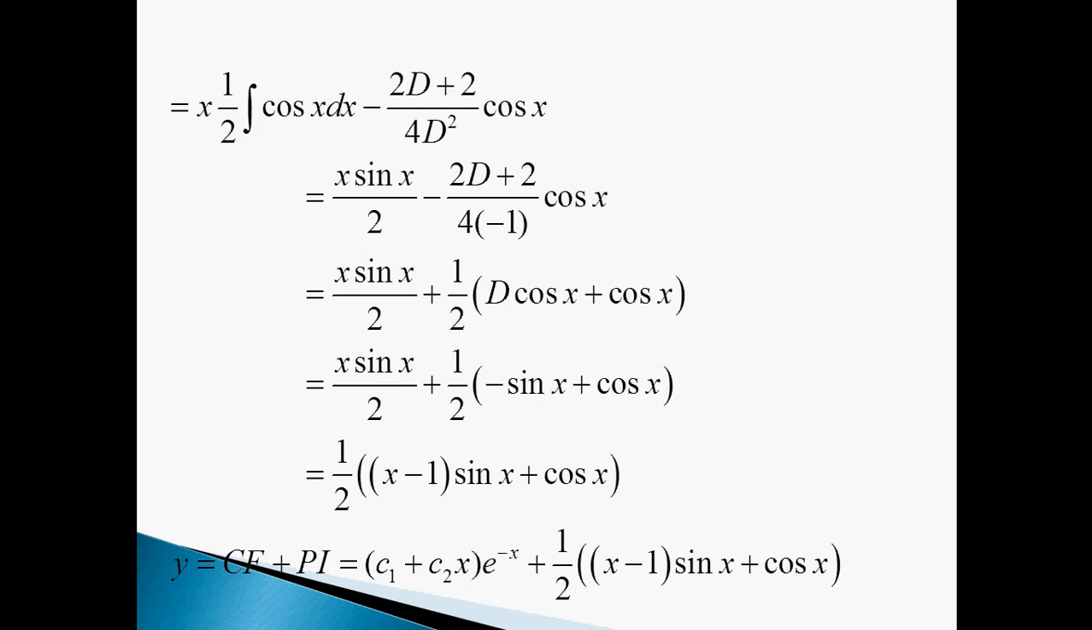On calculation, we get x sin x upon 2 plus 1 upon 2 d cos x plus cos x, and the differentiation of cos x is minus sin x. We put here x sin x upon 2 plus 1 upon 2 (minus sin x plus cos x), and after calculation we get the particular integral equal to 1 upon 2 (x minus 1) sin x plus cos x. The general solution y equals complementary function plus particular integral, which is (c1 plus c2 x) e to the power minus x plus 1 upon 2 (x minus 1) sin x plus cos x.